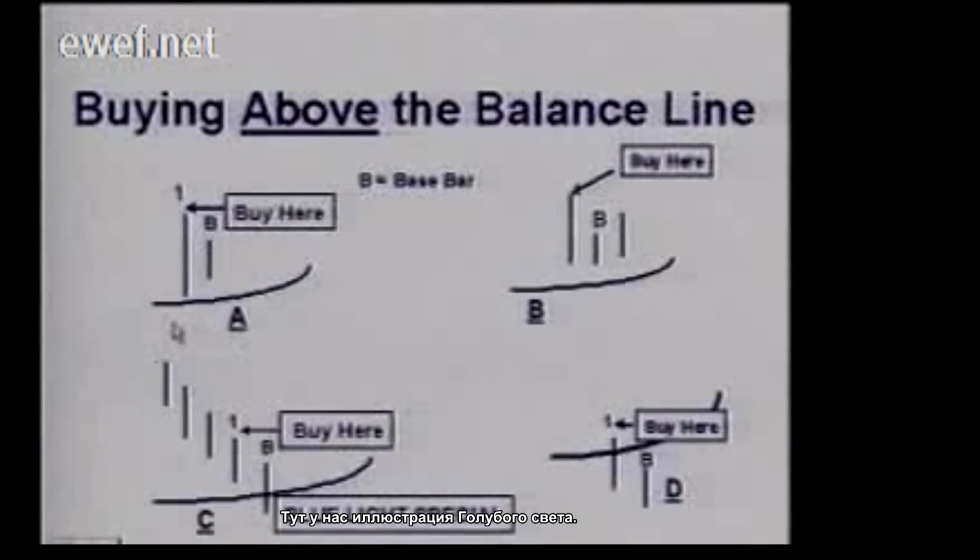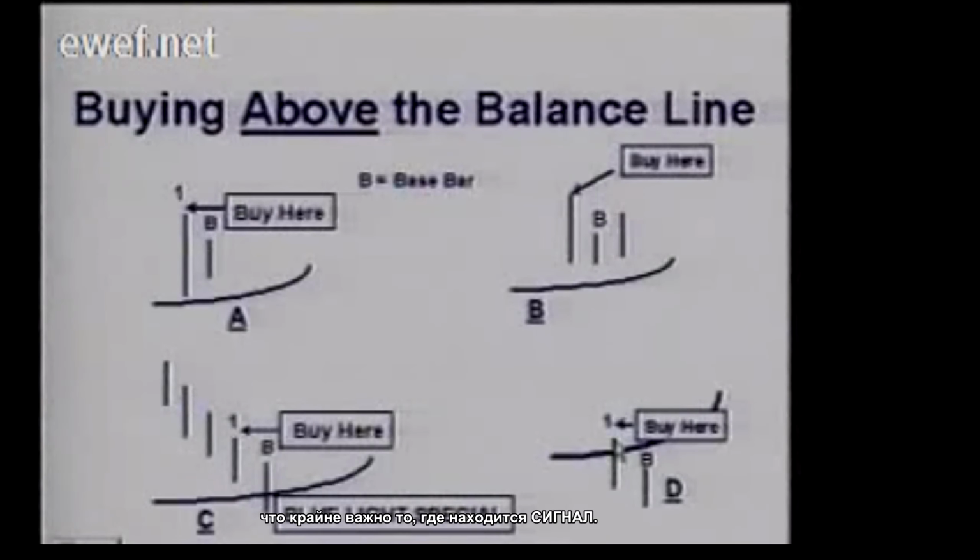We have an illustration here of the blue light special. The first buy was here, then it moved to here, then it came down even further, and finally at this point the market's willing to sell us base plus 1, so that we can buy it right there.